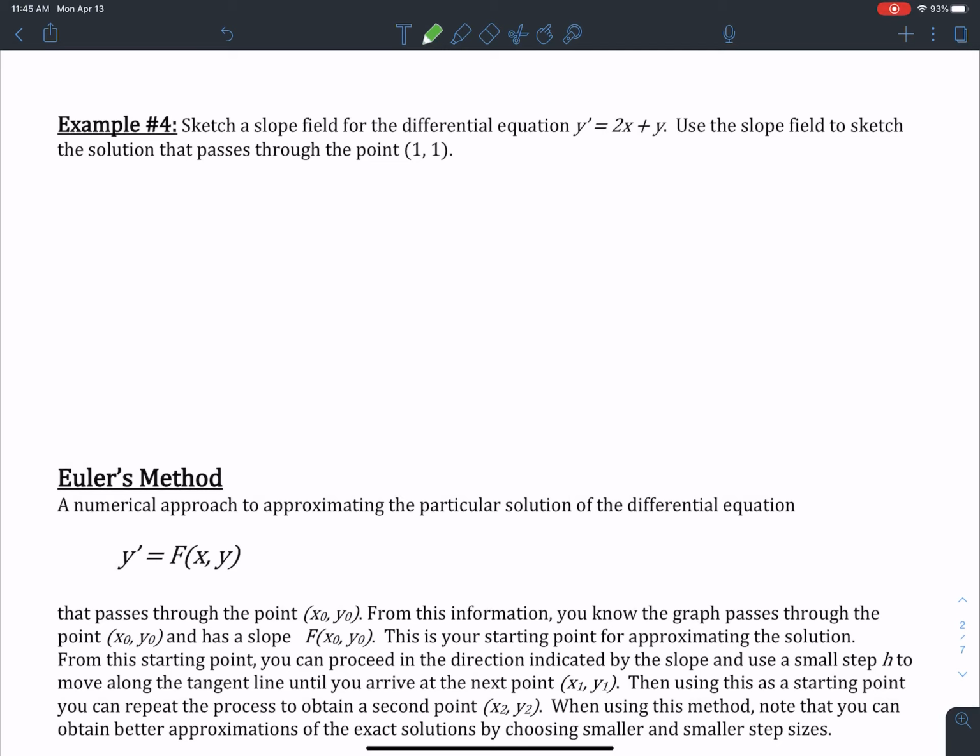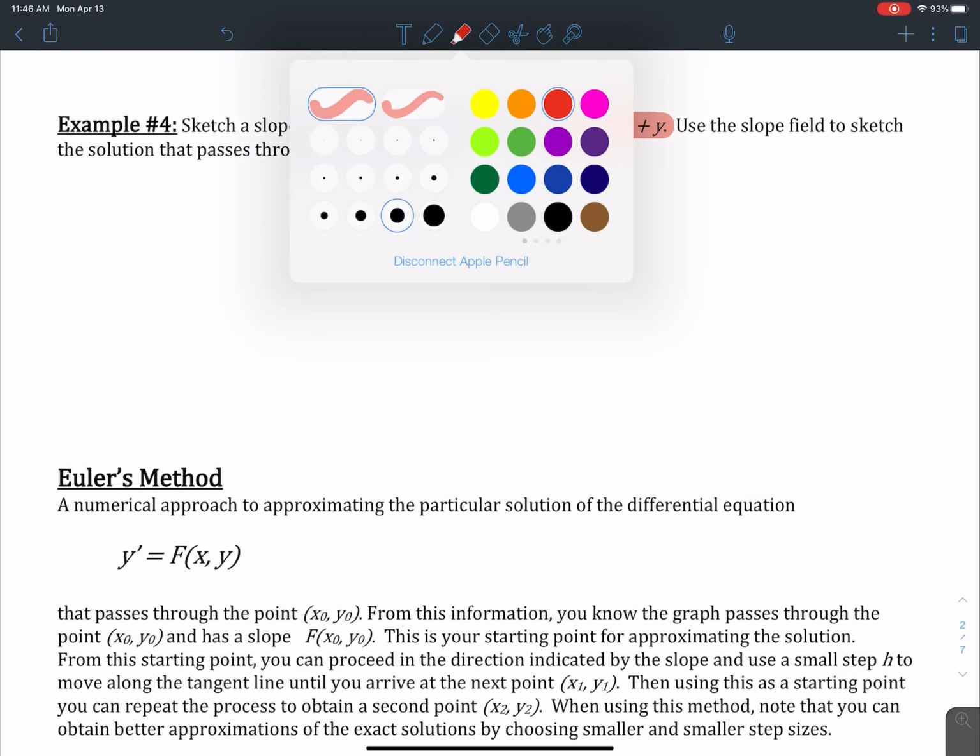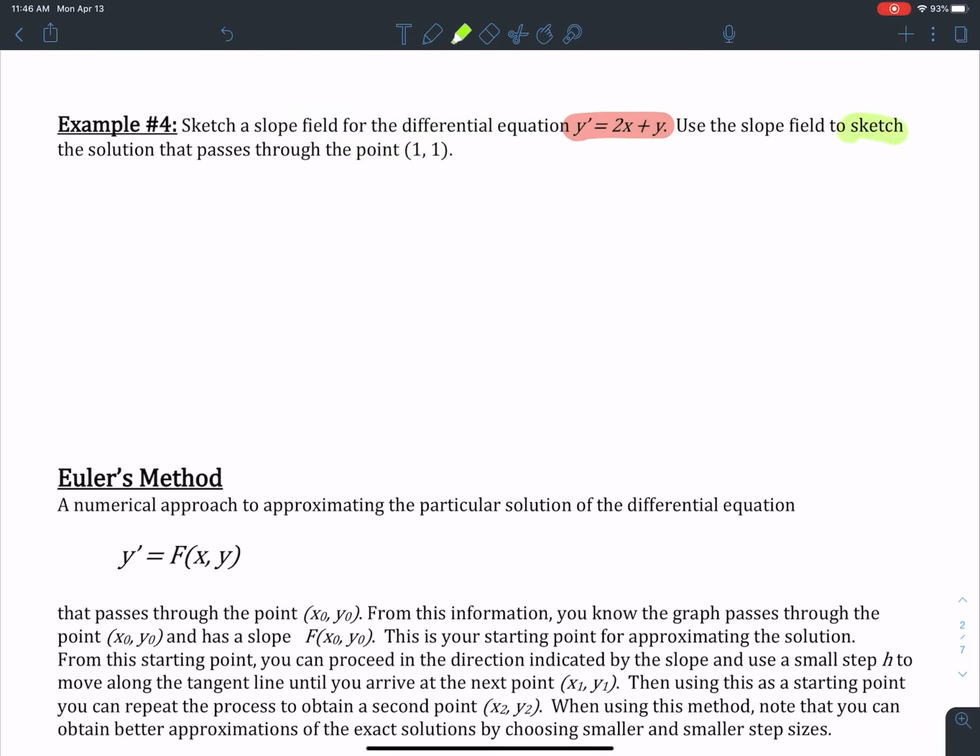trying to actually create an entire slope field, like a full slope field problem. What are we doing with this? They give us a first order differential equation. We need to sketch a slope field. And then we also need to use that slope field to sketch a solution that's guaranteed to go through this point, kind of like our particular solution.